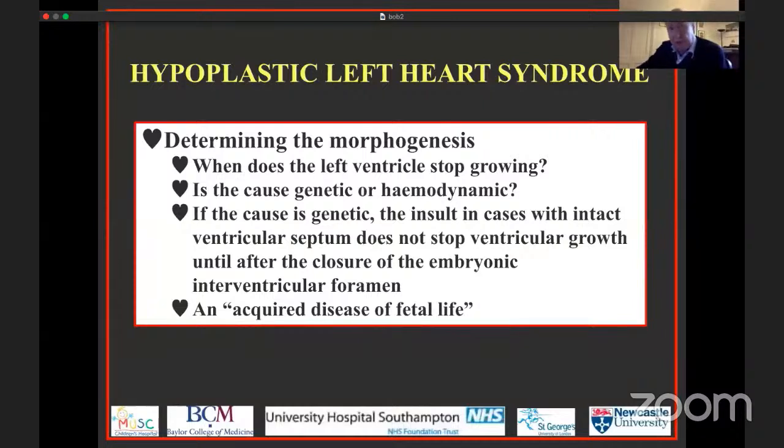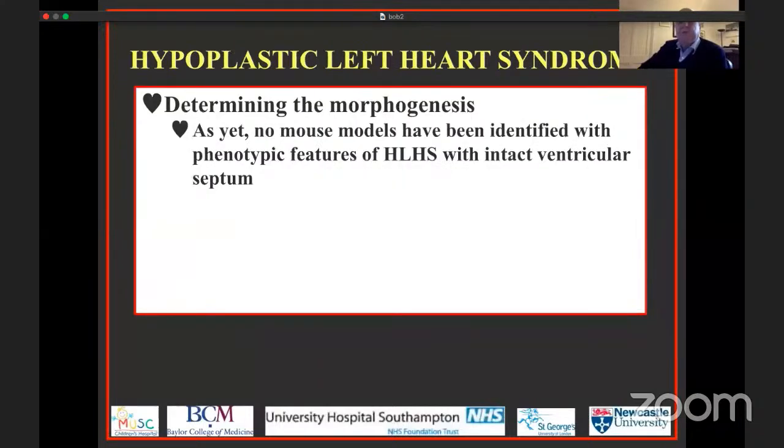Diane has showed you those features that are acquired disease, the fibroelastosis. And then in the presence of mitral stenosis, the fistulous communications between the cavity of the left ventricle and the coronary circulation. These are all part and parcel of what is an acquired disease of fetal life, and we do not see those acquired changes in the presence of a ventricular septal defect.